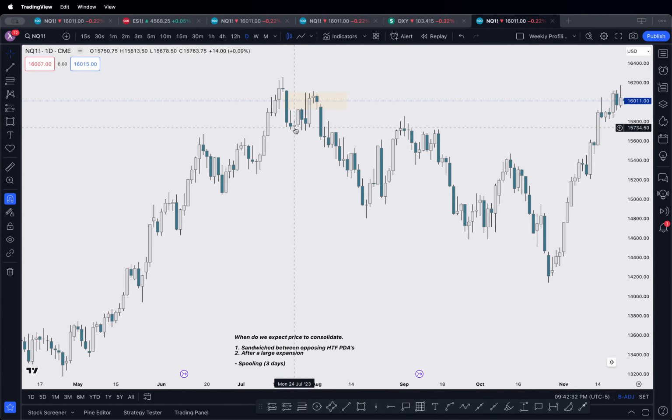So Monday consolidates like we expect, a doji. Tuesday expands towards it, putting in the high of the range. Wednesday puts in the low of the range. And what does Thursday do? It manipulates this low right here, and then expands much, much higher.